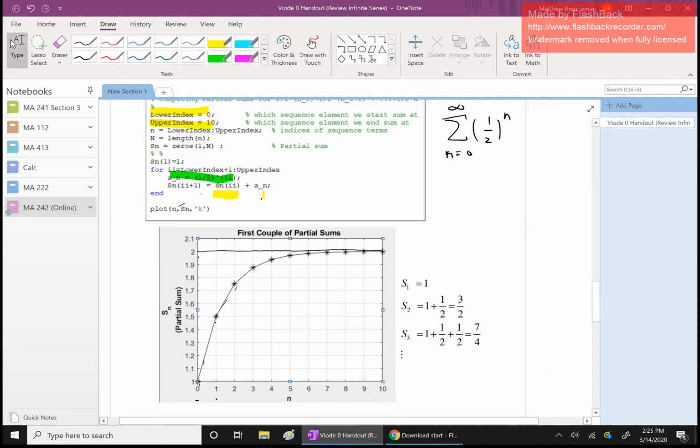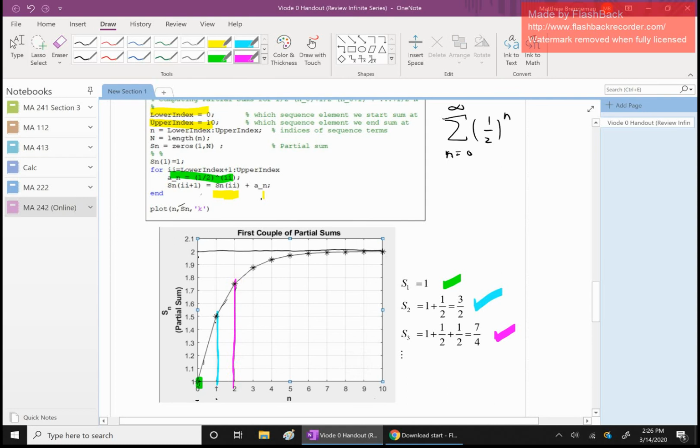And if we look at this, we just saw a second ago that for this infinite series, the first partial sum is 1, and sure enough, the first partial sum that just has one term is 1. And if we look at the second partial sum, when n equals 1, we get 1.5. And the third partial sum, when n equals 2, we get 1.75, and so on.